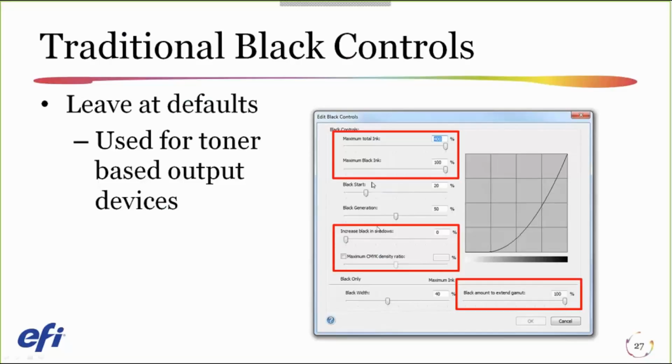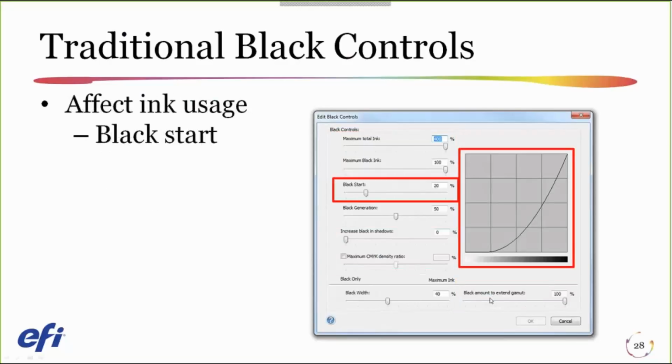We have a number of areas where you'll likely not make any change. Maximum black ink, maximum total ink. Well, we set that when we build our calibration file, so we really don't need to modify those. Increase black and shadows, maximum CMYK density ratio, and black amount to extend gamut. Those were designed for the toner side of the world. They find it very useful because of how the toner devices reproduce color. We will not need to use those on our inkjet printers. We're going to take a look at the rest of the areas.